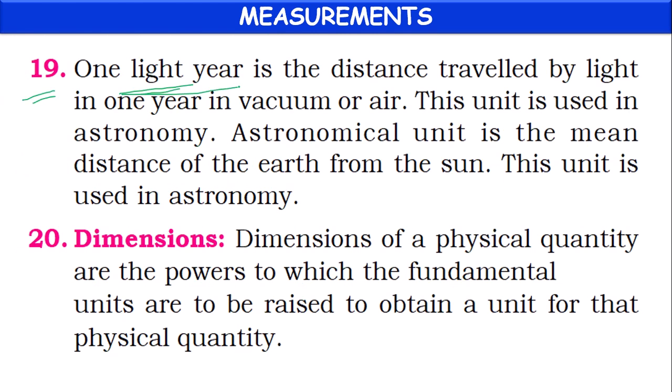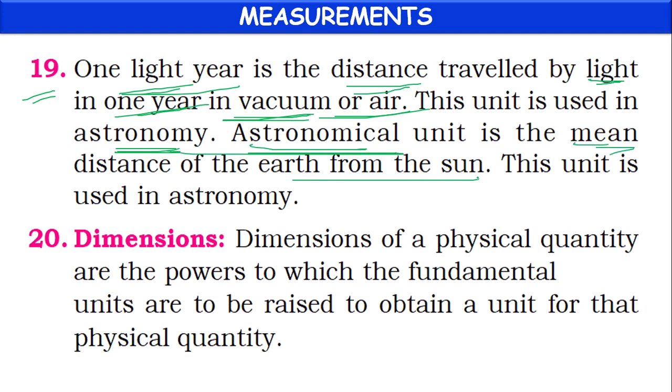So here light year means distance traveled by light in 1 year in vacuum or air. This is used in astronomy. So actually astronomical unit means the mean distance of Earth and Sun is called astronomical unit. This astronomical unit is also used in astronomy.